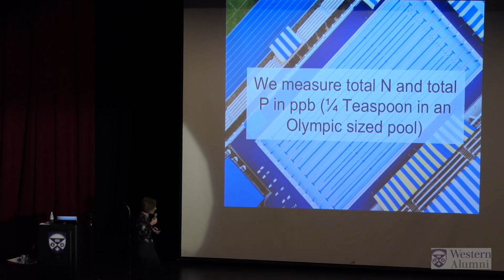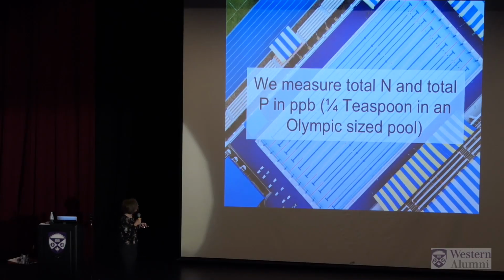Okay, another thing to note before I move on to telling you a little bit more about what I did and what I found is that we can be talking about really small quantities of nitrogen and phosphorus. We measure nitrogen and phosphorus in parts per billion, which is about a quarter of a teaspoon in an Olympic-sized swimming pool. So if you have 10 parts per billion, adding just a few more teaspoons of nitrogen or phosphorus to this Olympic-sized swimming pool can have an effect. So it seems like relatively small amounts.